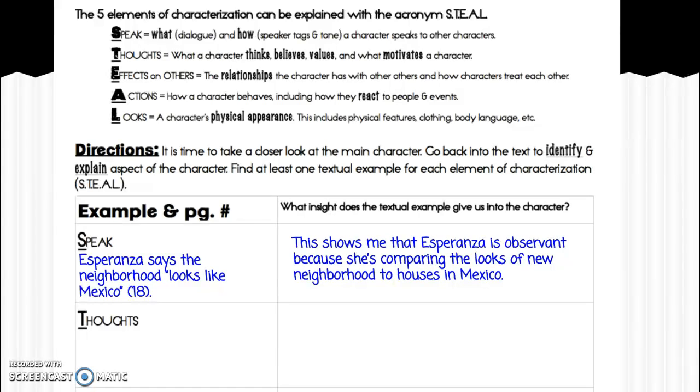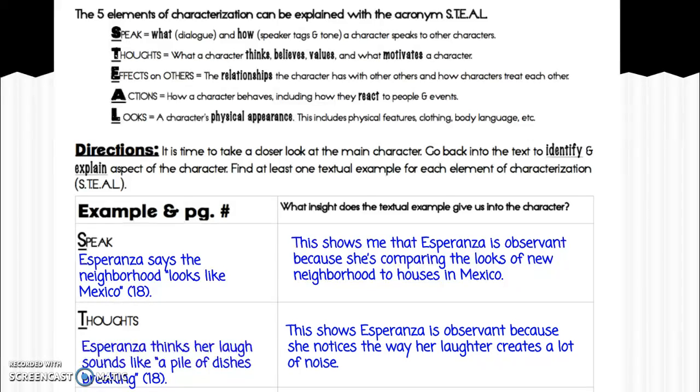Let's do one more together. In that same chapter, Esperanza thinks to herself, so these are her thoughts. She thinks her laugh sounds like a pile of dishes breaking. This also shows me that Esperanza is observant, because she notices the way her laughter creates a lot of noise in this chapter.